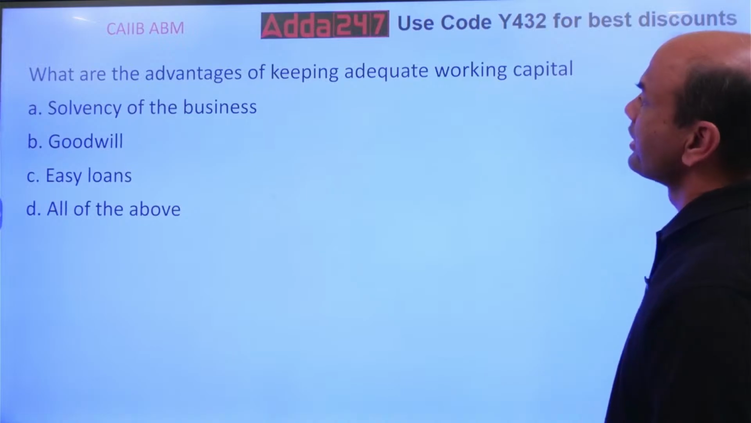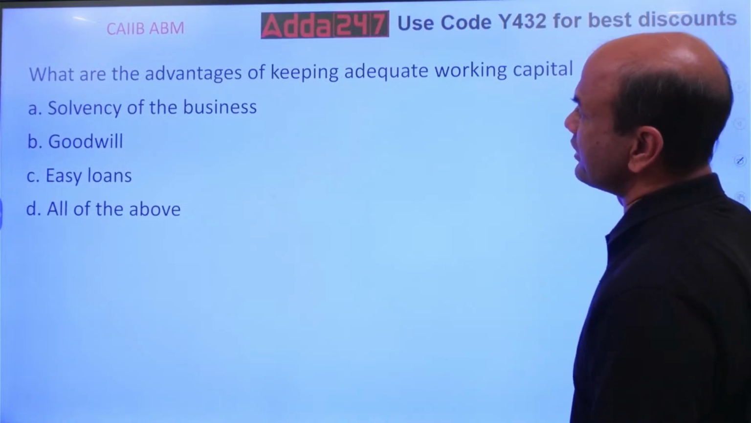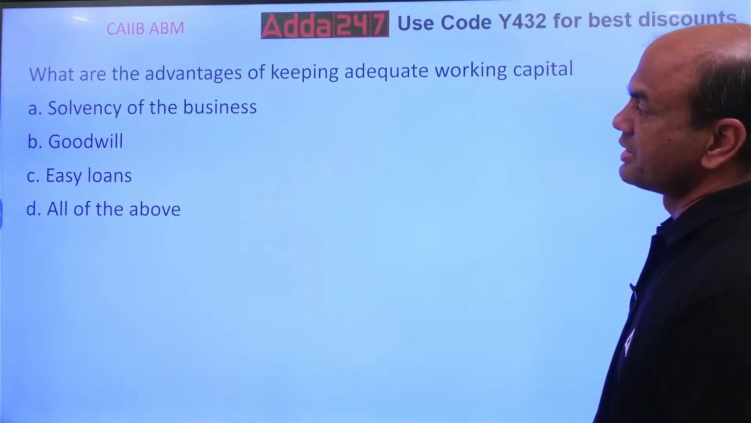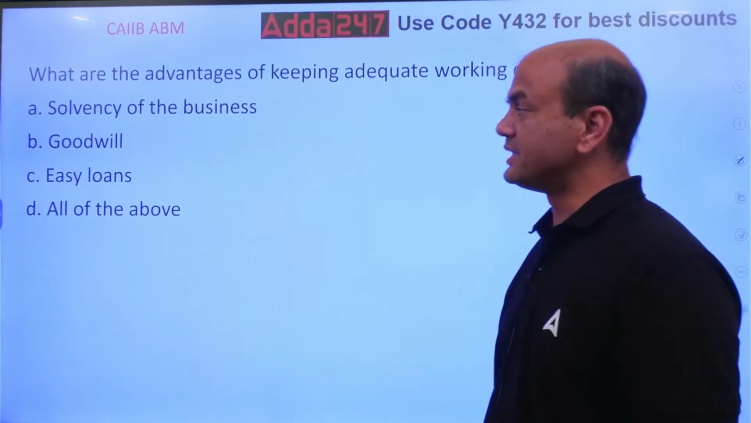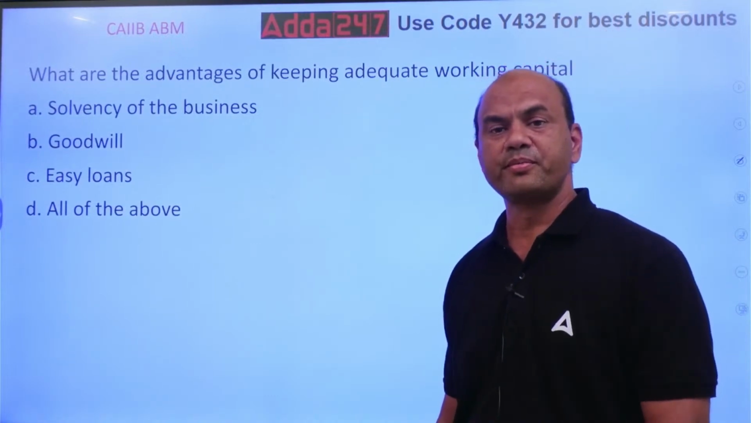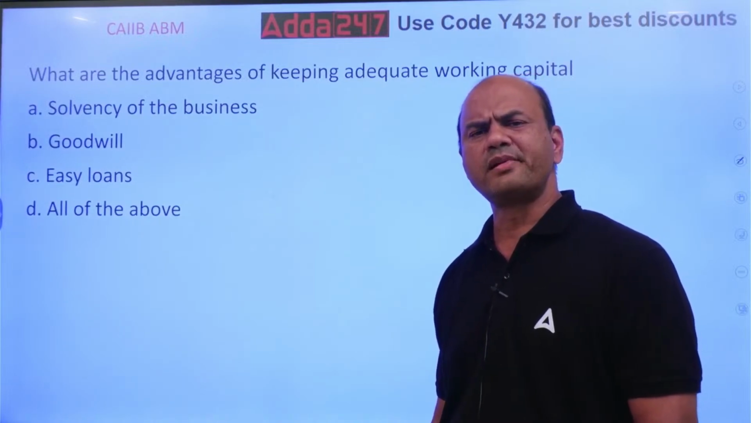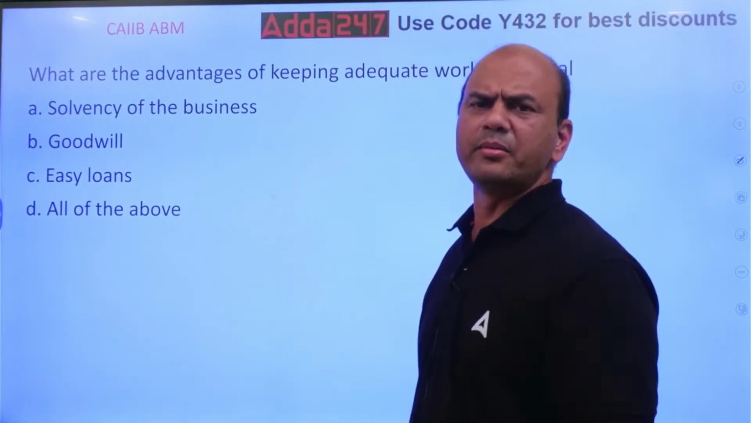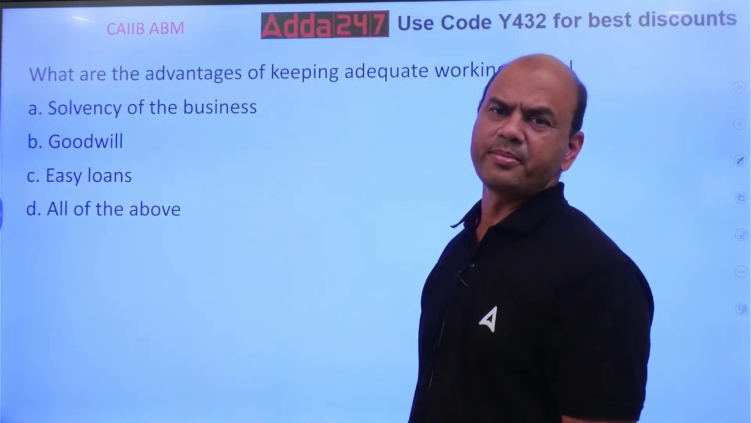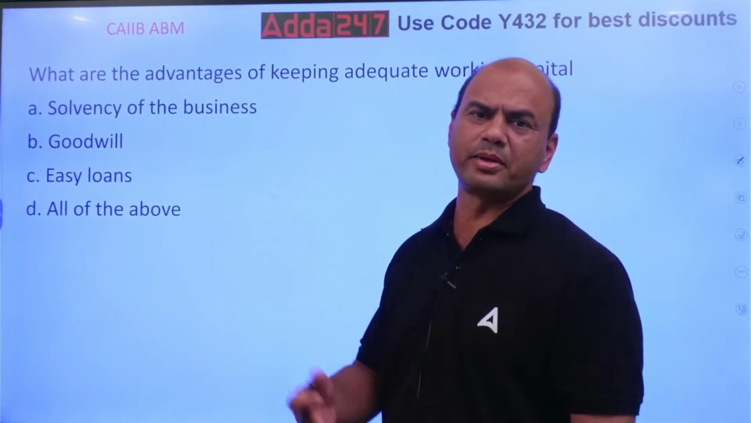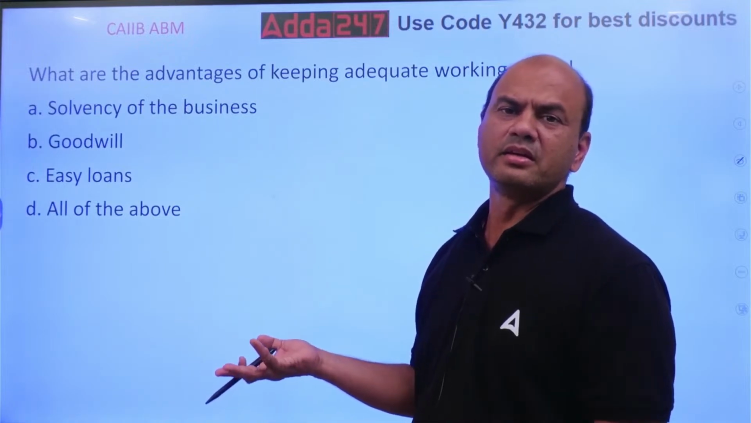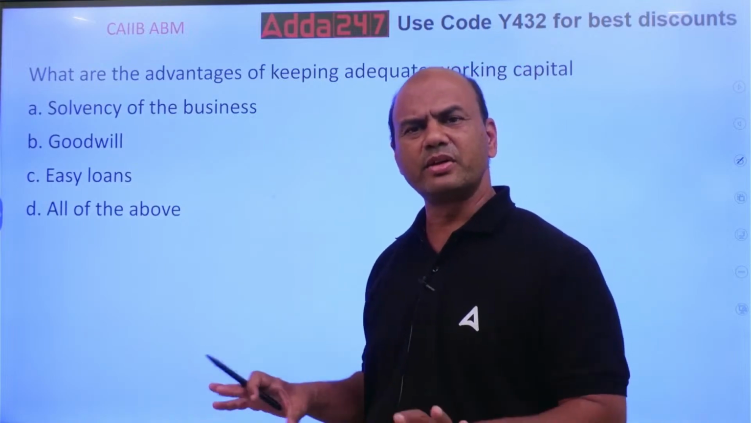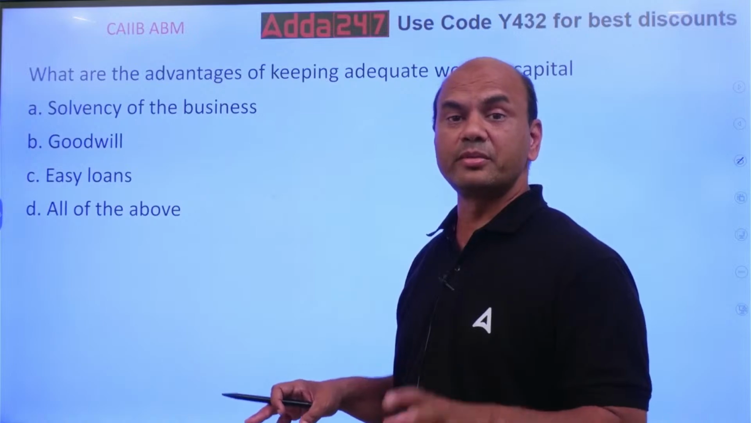So the question is, what are the advantages of keeping adequate working capital? One is solvency of business. Second is goodwill. Third is easy loans. And fourth is all of the above. Let's analyze one by one. Suppose I am having solvency of business. What do you mean by solvency? It means I am having enough money to run the business. Means I am able to pay my salaries, I am able to pay my EMIs, I am able to pay any suppliers. So I am having enough money for liquidity. That's called liquid money.